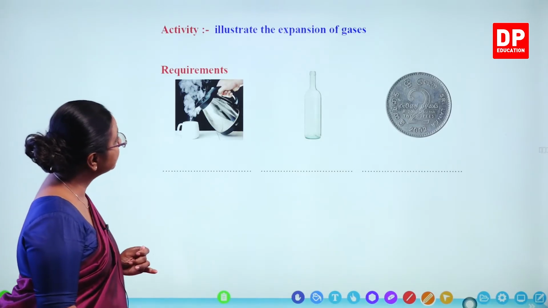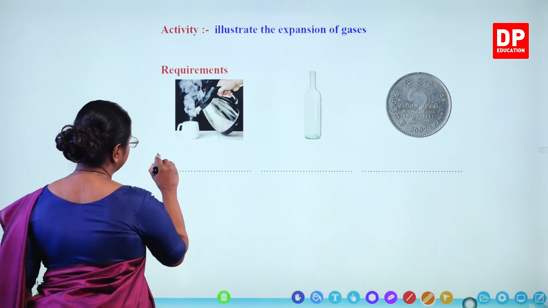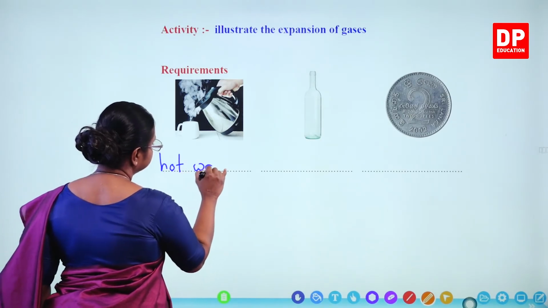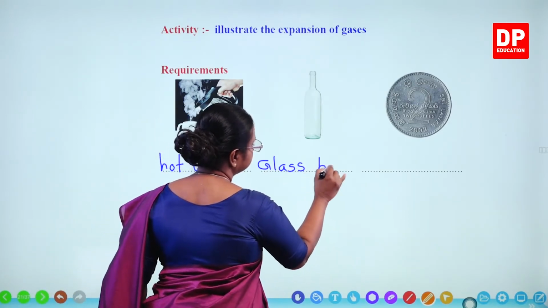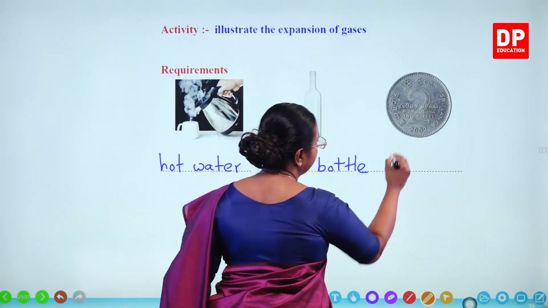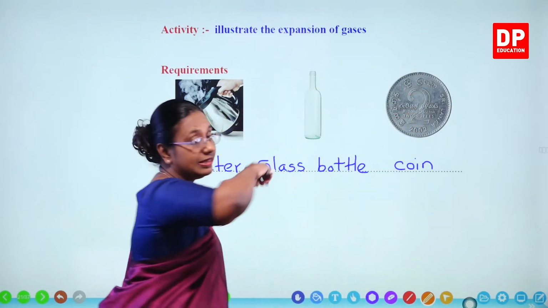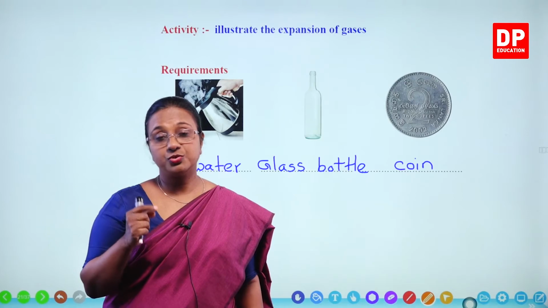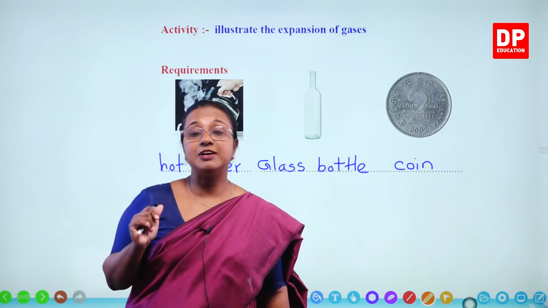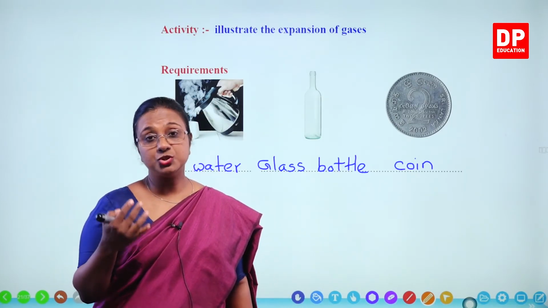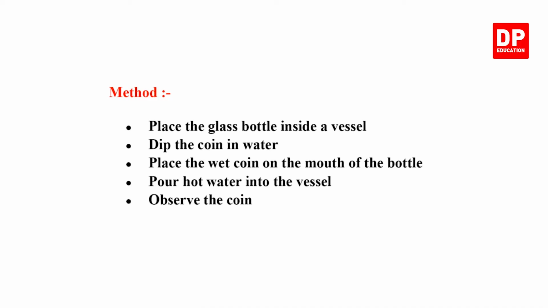Activity to illustrate the expansion of gases. These are the requirements. We need hot water. Again, we need a glass bottle. And here we will be using a coin, and the size of the coin has to be the size of the mouth of the bottle so that you can place it on the top mouth of the bottle and it has to cover the mouth. Then only you will be able to observe what happens there. I will move on to the next slide where we discuss the method.